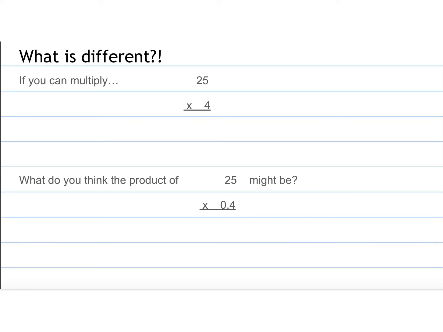Okay, so now here we want to think about what's different between these two problems. So before we go through and say, here's what you do when you're multiplying decimals, I want you to look at these problems and see if you can figure out what we would do or how our answer would be different. And then we're going to talk more about this in class.